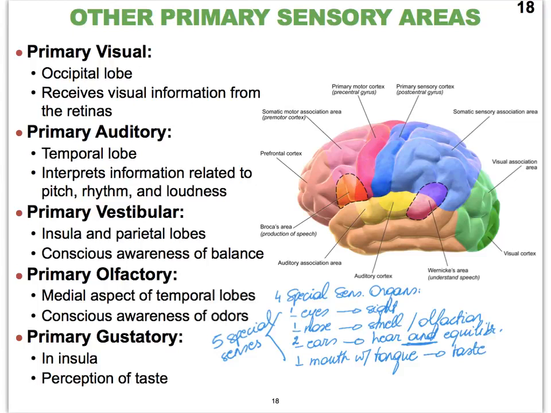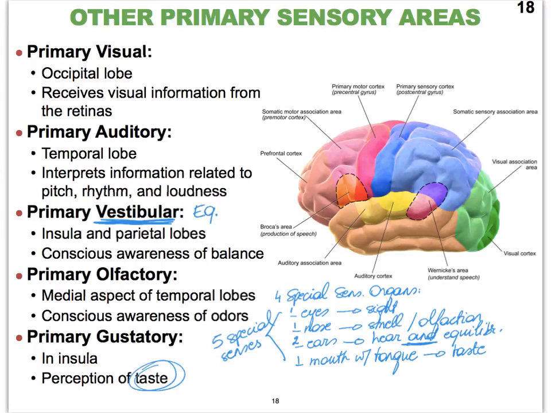Okay, so now that we know the 5 special senses, it's going to be easy to list the additional primary sensory areas. And so we have the primary visual, the primary auditory, the primary vestibular. Vestibular always refers to equilibrium. There's a region inside of your inner ear called the vestibulum where we have equilibrium receptors. The primary olfactory, sense of smell, and the primary gustatory, gustare, referring to taste.